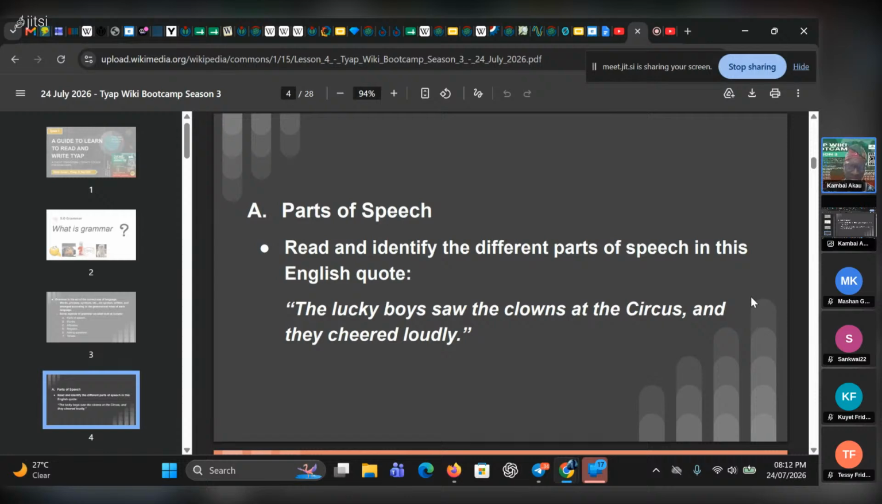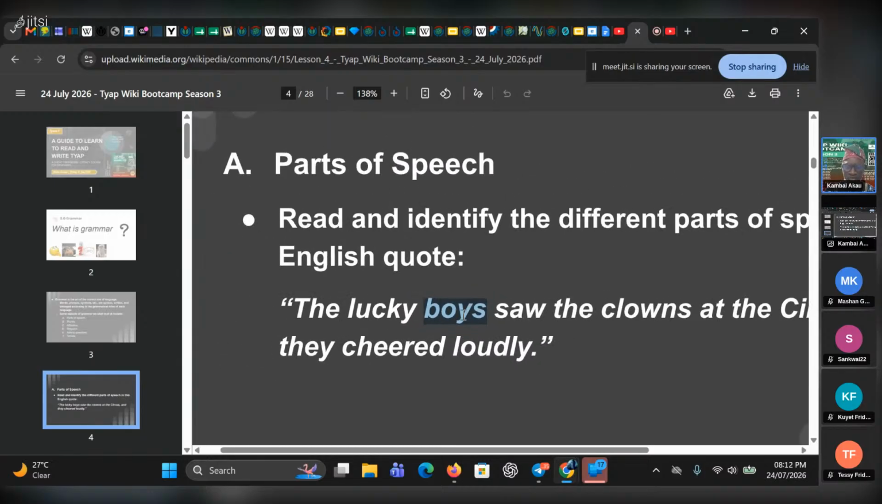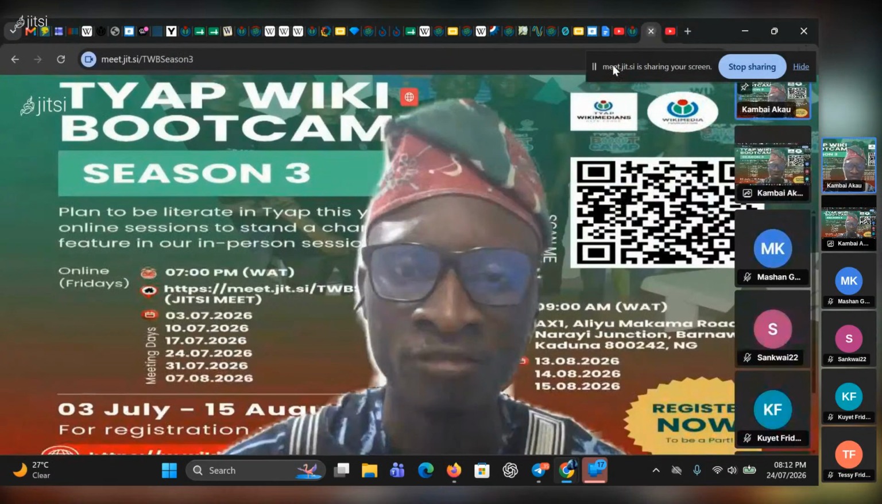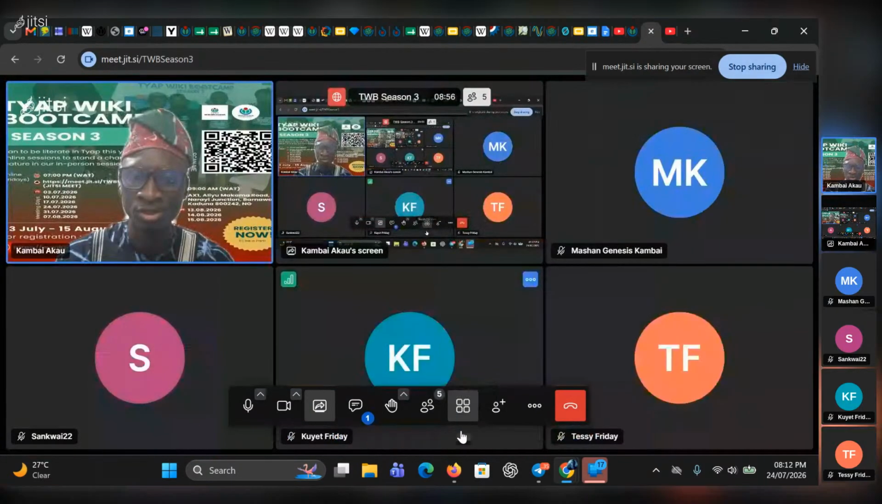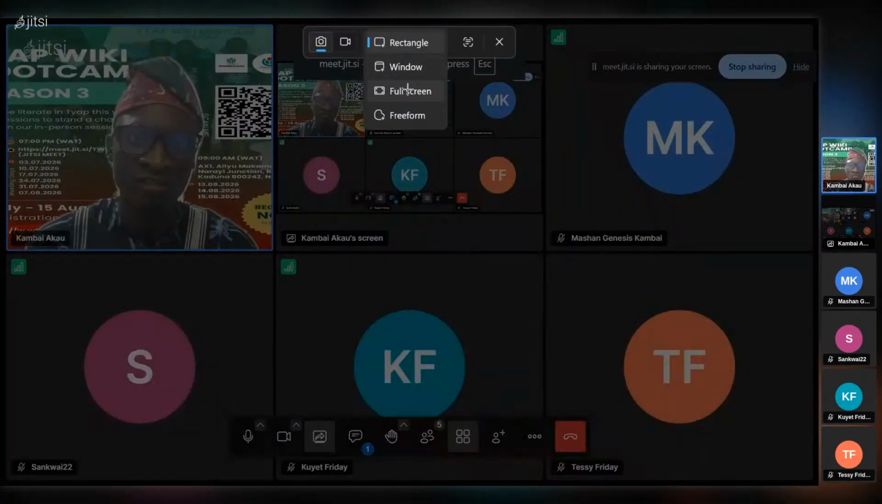So just read and identify the different parts of speech in this English sentence. The lucky boys saw the clowns at the circus and they cheered loudly. So I would point at someone and then you tell us what part of speech that word belongs to. So the word boys, I would need someone to tell us what part of speech the word boys belongs to. You have nouns, verbs, adjectives, prepositions, conjunctions, interjections, and then pronouns.